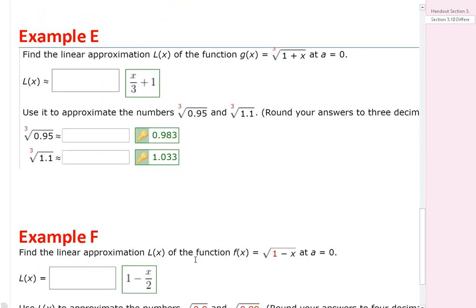All right, so you're asked to find a linear approximation of the function cube root of 1 plus x at x equals 0, and then use that approximation to find some other values. So, okay, let's see if we can do that. It's going to start basically by finding the equation of a tangent line to this function at x equals 0. So let's do that part.